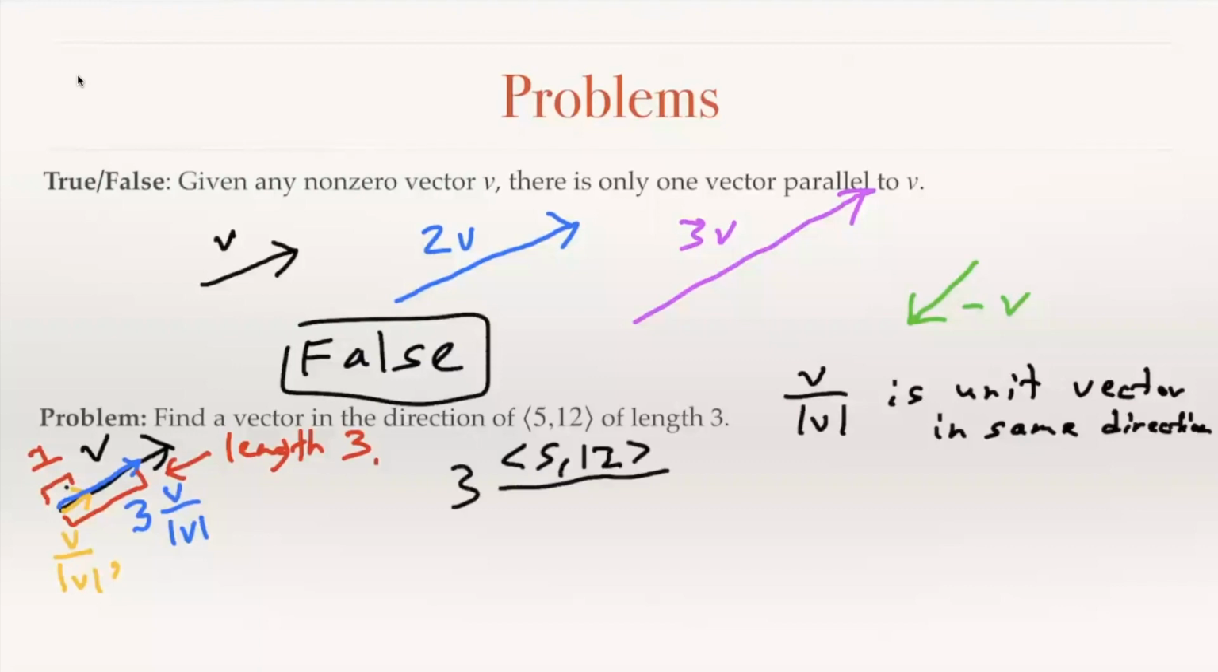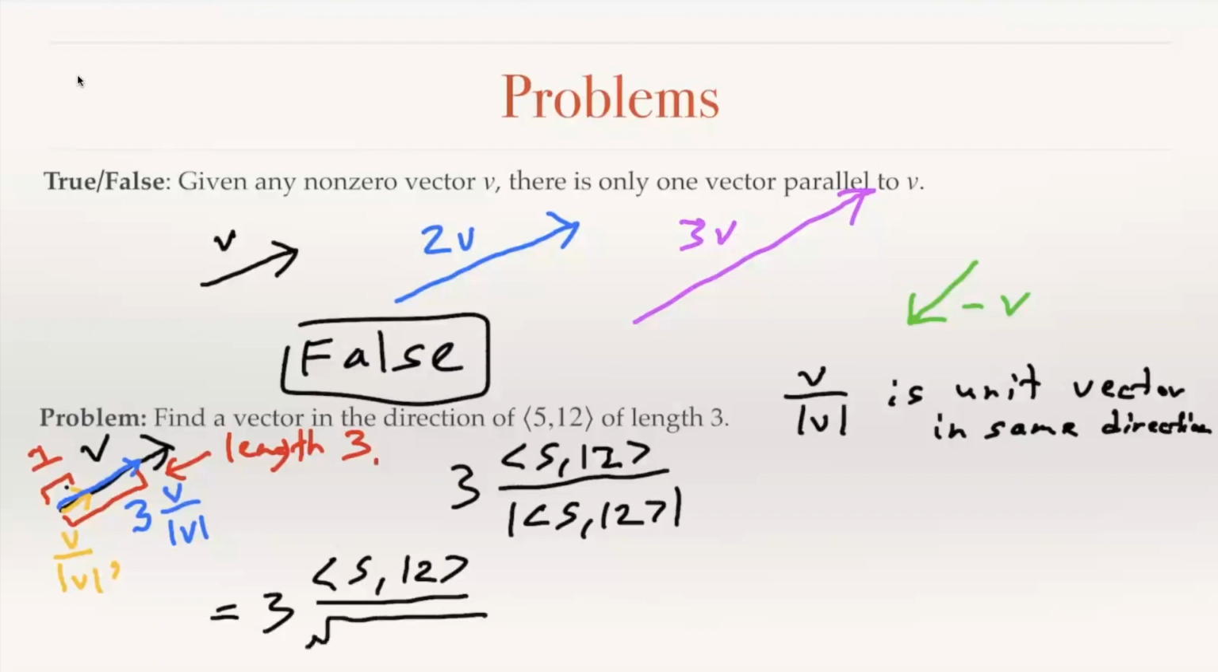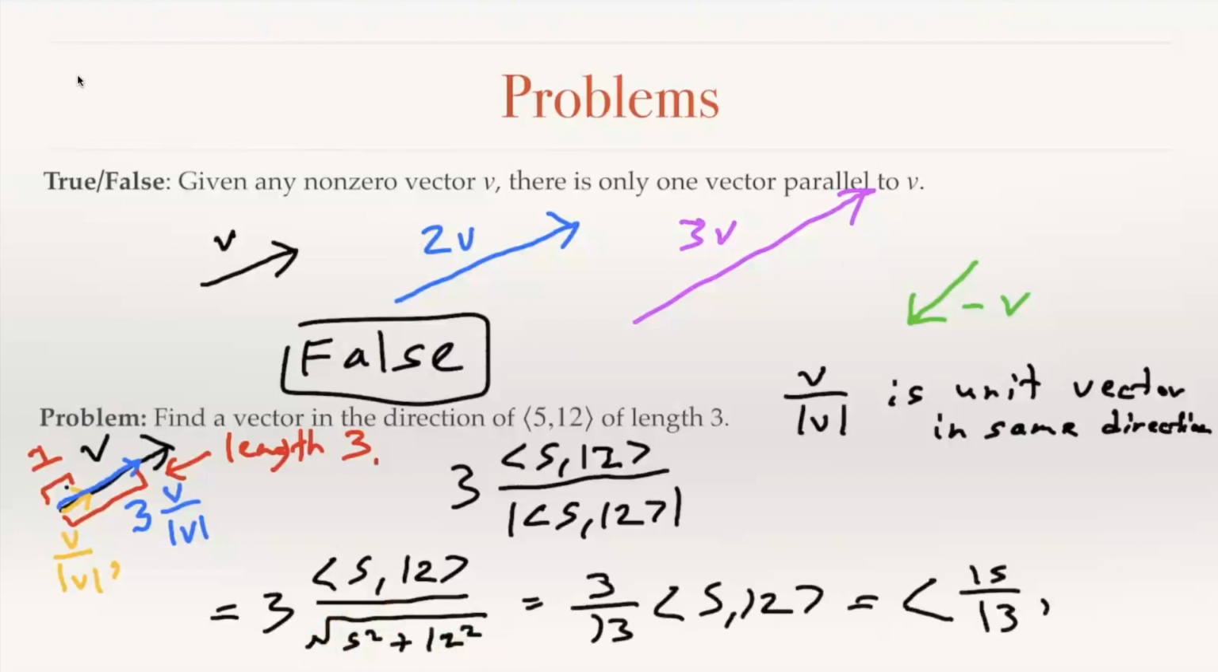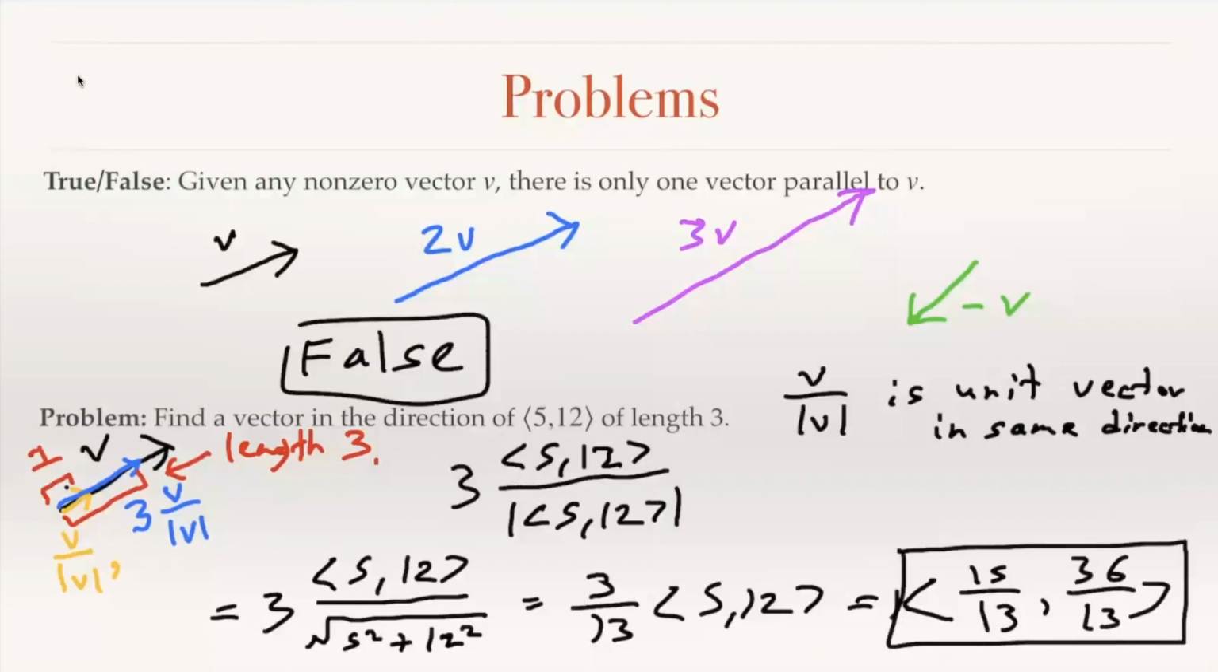So we want to compute 3 times v over the magnitude of v. So that's 3 times <5, 12> over the magnitude, which is the square root of the sum of the squares, so that's 5 squared plus 12 squared, which is 25 plus 144, which is 169. The square root of 169 is 13. So we have 3 over 13 times <5, 12>, which is <15/13, 36/13>, a vector of magnitude 3 in the same direction as <5, 12>.